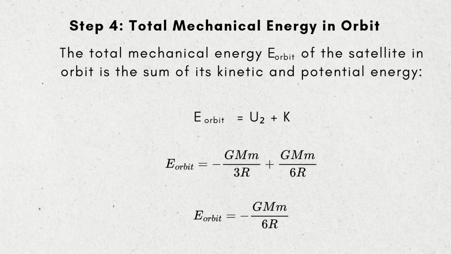Step 4. Total mechanical energy in orbit. The total mechanical energy of the satellite in orbit is the sum of its kinetic and potential energy, E orbit equal to U plus K. Therefore, E orbit is equal to minus G M m divided by 6R.